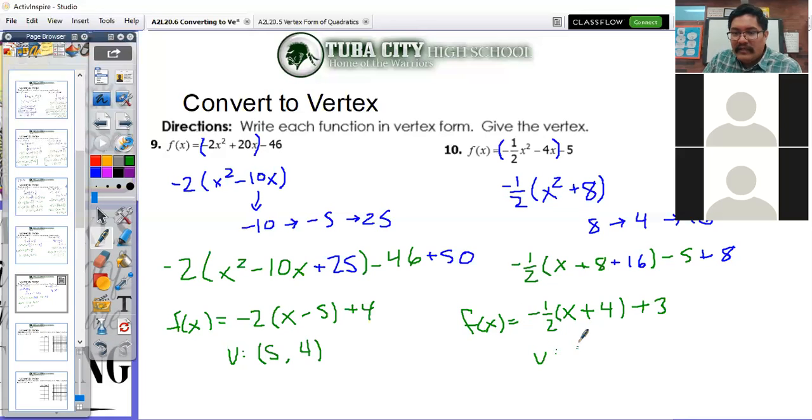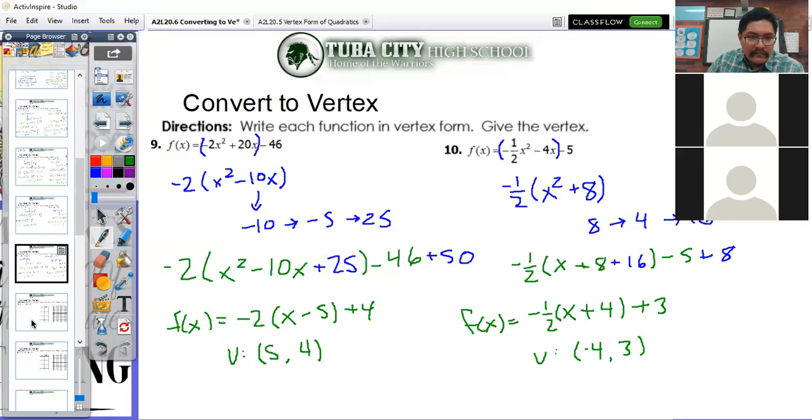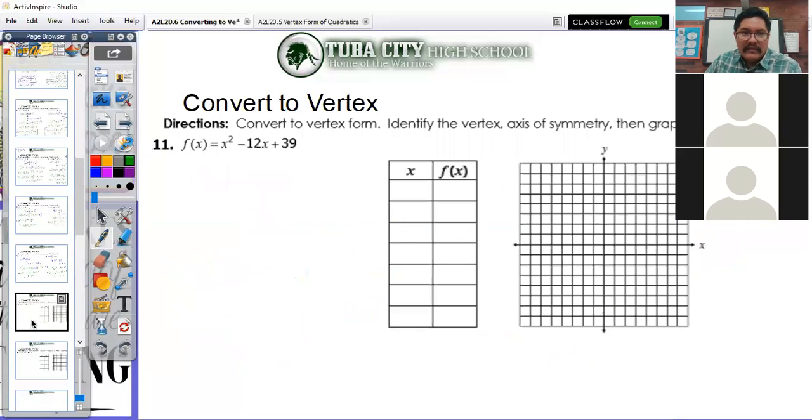Since it's in vertex form, we can easily get the vertex. So opposite of this, same as that. So -4, 3 is going to be our vertex for this one. And almost there, okay? Almost there. We just have 2 more to go. So let's go ahead and move on to the next one. Convert to vertex form, identify the vertex, get the axis of symmetry, and then graph it.